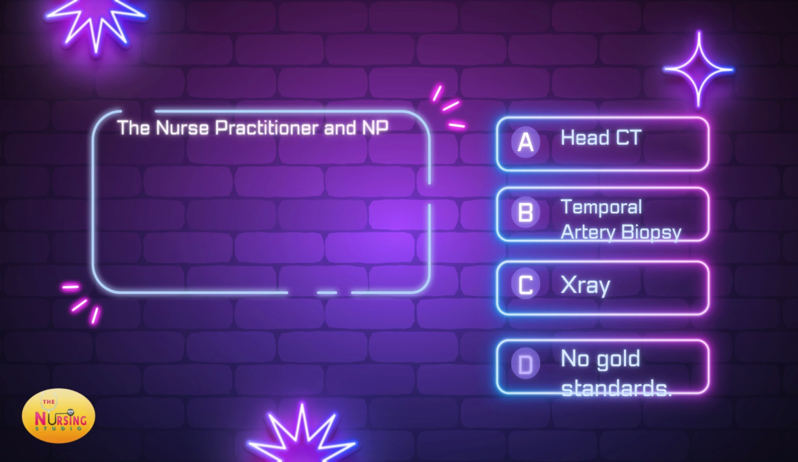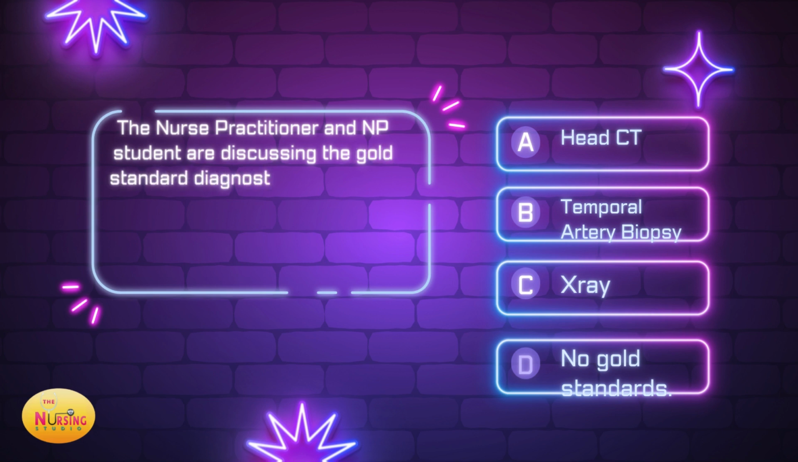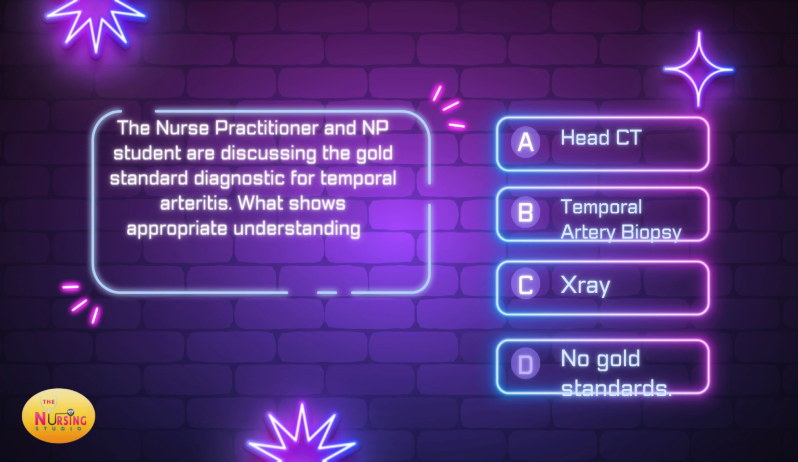All right. And question number three on our last day of March Madness. This question states the nurse practitioner and NP student are discussing the gold standard diagnostic for temporal arteritis. What shows an appropriate understanding? Is it A, head CT, B, temporal artery biopsy, C, x ray, or D, no gold standards for this? Take a moment and tell me what you have in the comments.